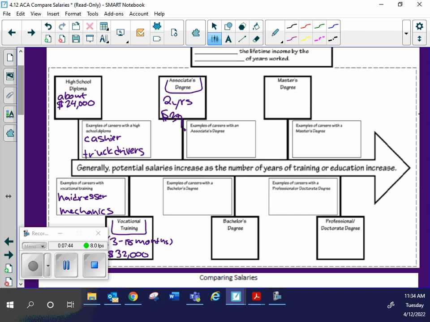Okay, we're about to do some examples like that. That's why I wanted to save this for last. Okay, let's go ahead and look at this. Again, annual is how much you make in a year. Lifetime is your whole entire life.